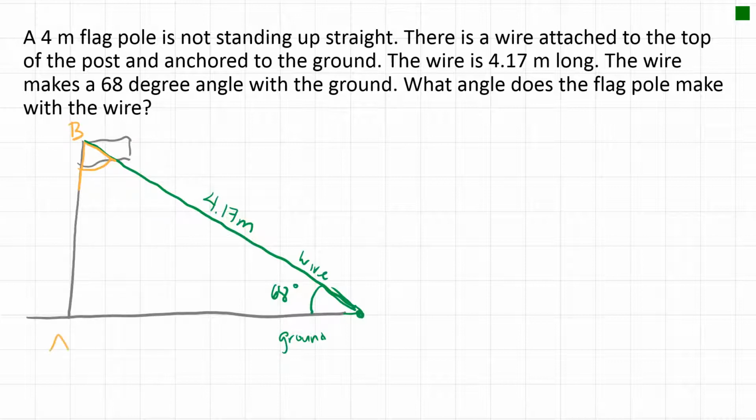And I'm going to call this A and this C. So your labeling, it doesn't matter as long as you label it on your diagram and then use that in your solution. So that means this side here is little a, this is little b, and this is little c. Now, there's one piece of information I haven't put on yet, and that's the 4-meter flagpole. So we know that C is 4 meters. So the question is find angle B.